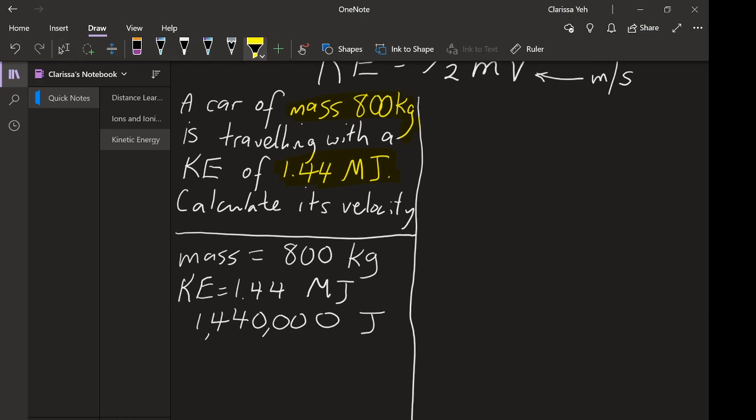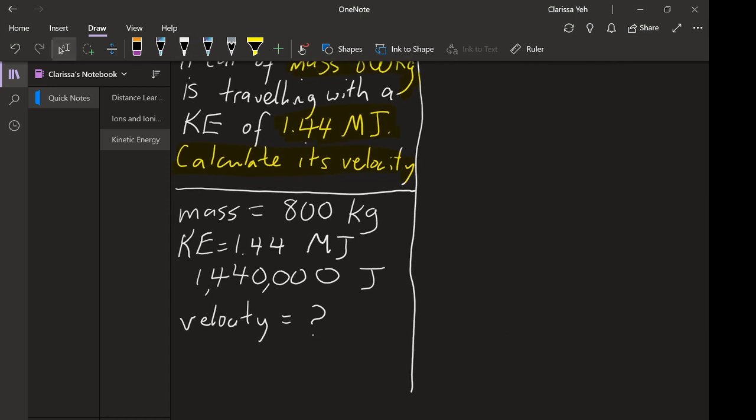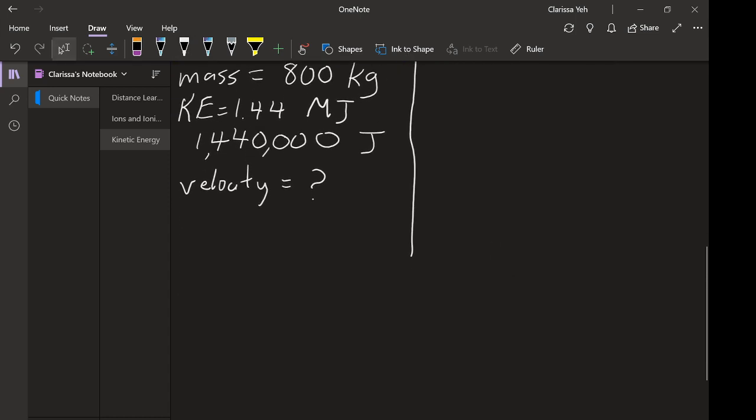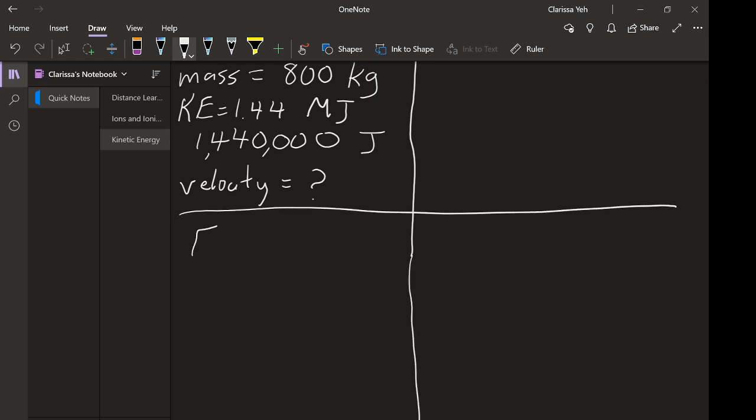And it also says calculate its velocity. I'm highlighting that because that's what I need to find. So velocity equals question mark. Now the first step in our FIFA method is we have to state the formula.